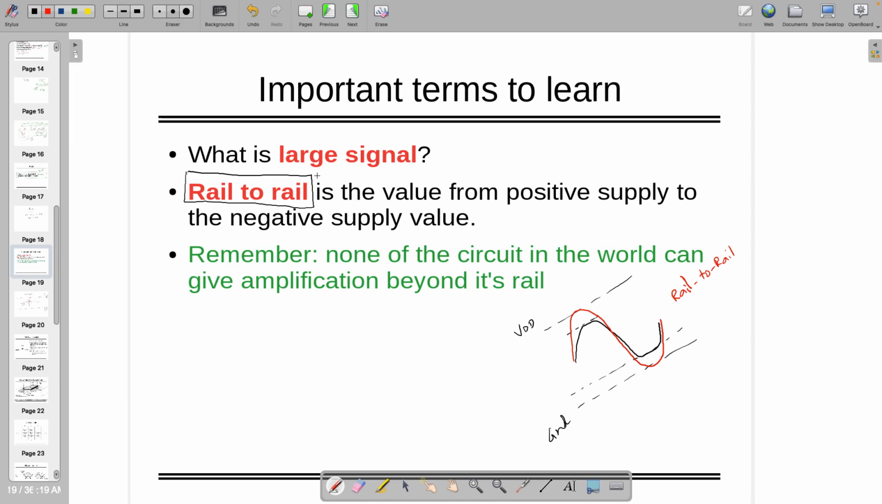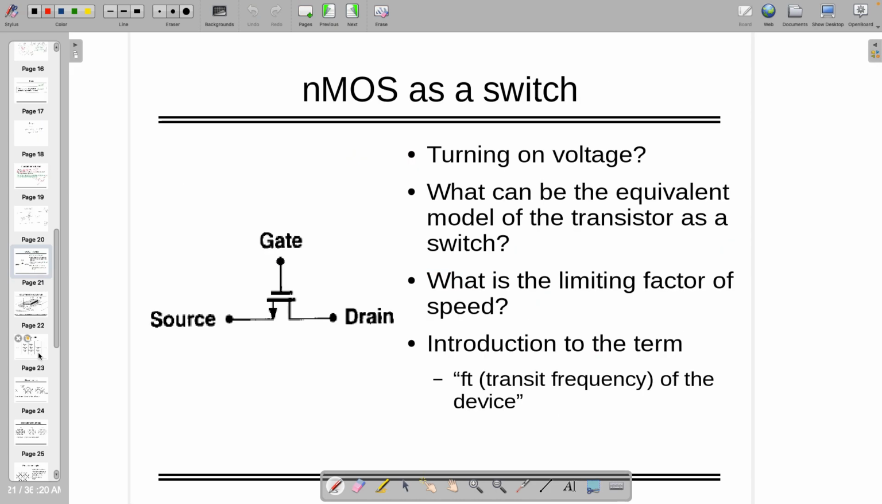Some people also would like to call this one full swing, or sometimes you are finding just the swing. What is the overall swing of this circuit? If it is full swing, means VDD, that is a base circuit, and we are using the entire availability of the voltage, right? So of course we know that no circuit will give amplification beyond its rail, right? So you don't go beyond that, it's going to get saturated. These are the simple terminologies which I want to tell you.